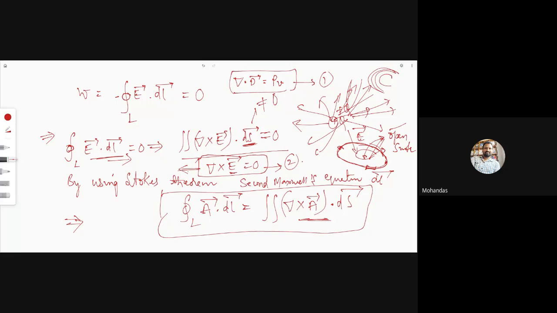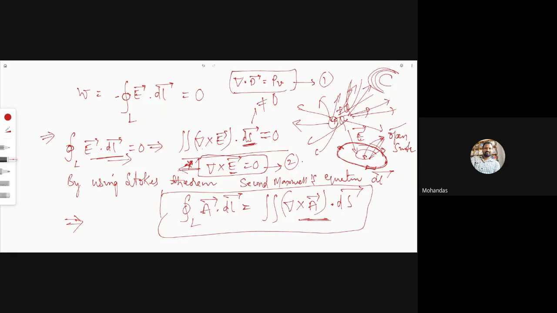Another way of explanation is the work done in that particular field. Work done in moving a charge in the presence of an electric field becomes 0. Okay? This is a very important equation. Del cross E becomes 0.